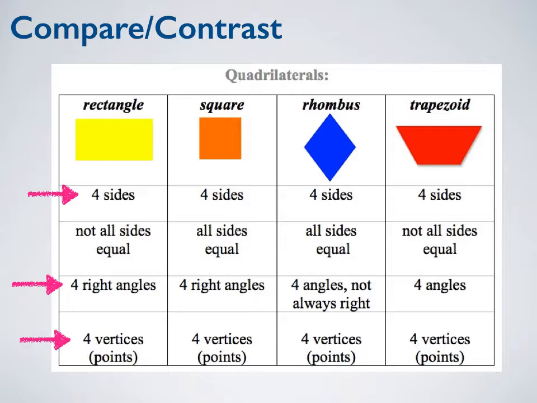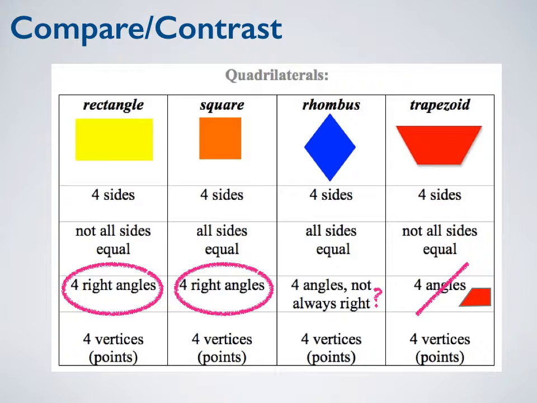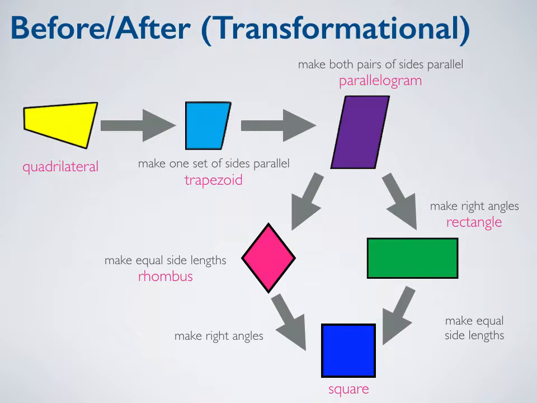If I look across the rows, I can see all quadrilaterals have 4 sides, 4 angles, and 4 vertices. I can see that only in the square and rhombus are all 4 sides equal in length. Rectangles and squares must have all right angles, whereas a rhombus might have right angles, but it might not. A trapezoid will never have more than 1 right angle. Sometimes it has none at all. That was just one way to present the information.